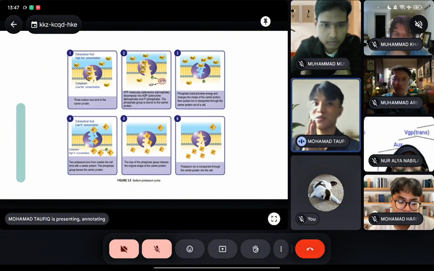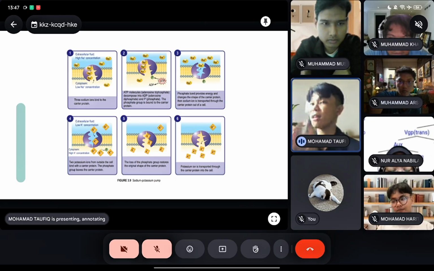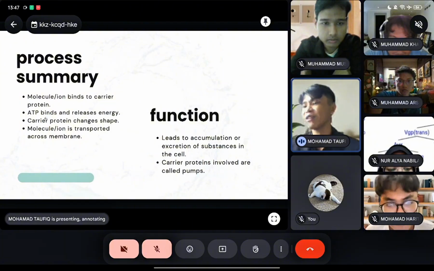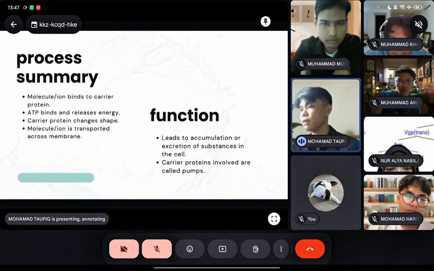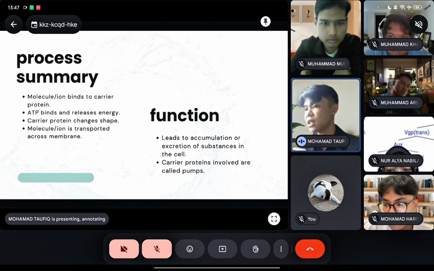Okay, now let's look into this example of the sodium potassium pump. Basically it's the same thing as the process summary that I gave just now. First thing first, the molecule or ion binds to the carrier protein, and then ATP binds and releases energy. Okay, let's see the example.